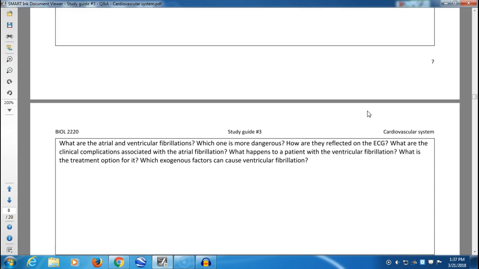Clinical complications associated with AFib. Clots, stroke, not right away. Decreased heart pumping. Basically, you're going to have a patient with lower end diastolic volume. What happens to a patient with VFib? In like 95% cases, they die.